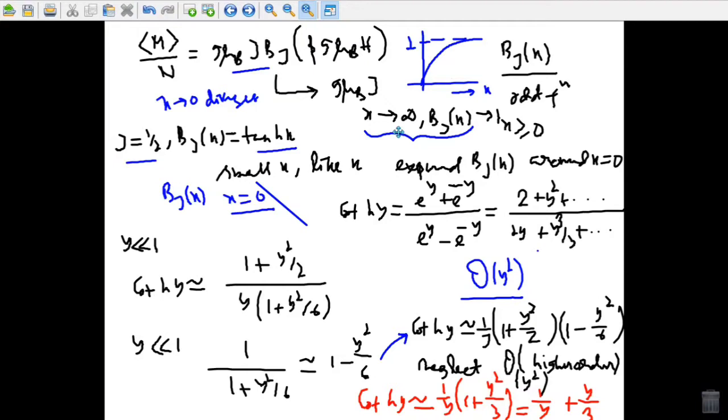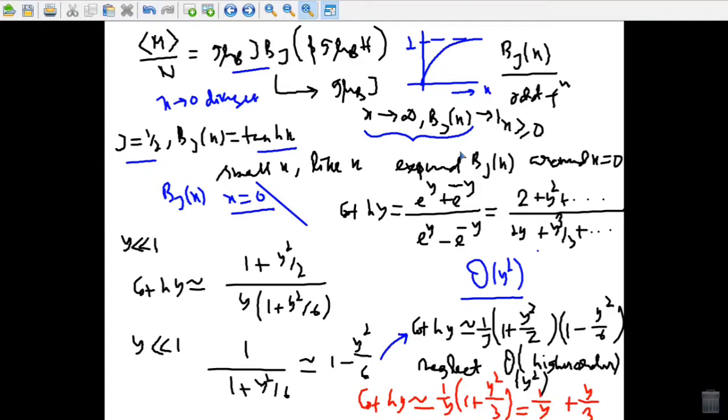At first sight, it seems that B_J(x) diverges for x tending to 0. However, we know that for J equals half, B_J(x) is simply tanh x, which behaves like x at very small x, right? For J equals half, B_J(x) is simply tanh x, and this is the function which for small x behaves almost like x. So we have to study its behavior near the origin more carefully, and we expand B_J(x) around x equals 0.